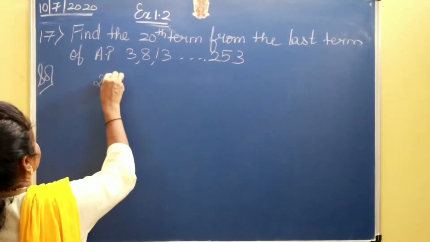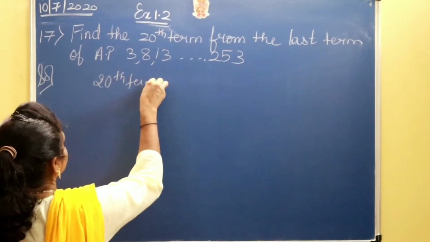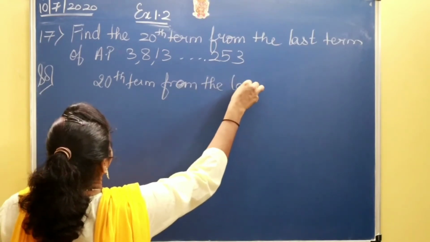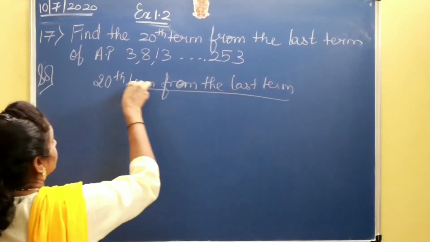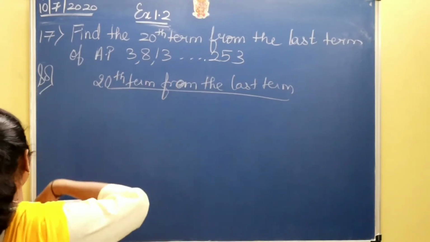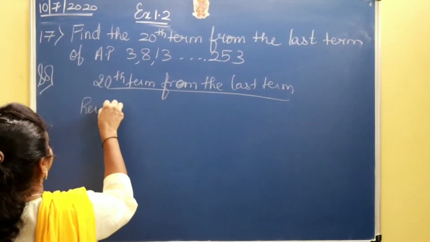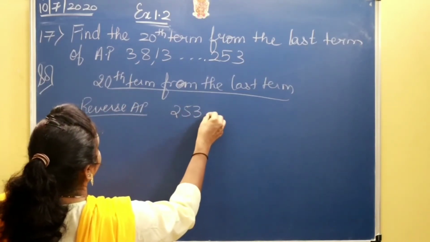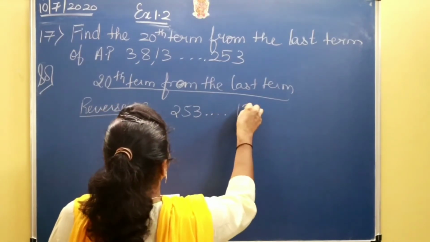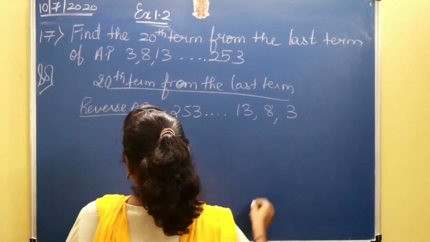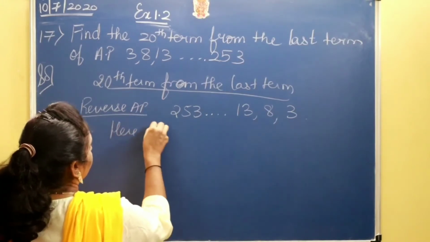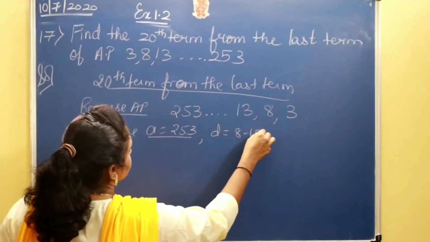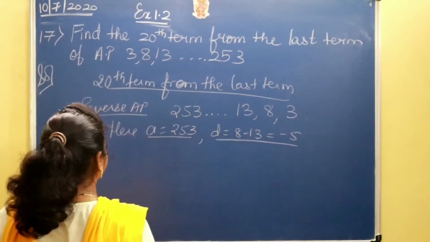So what you have to do? You have to find the 20th term from the last term. So you take the last term first now. Reverse your AP. 253, so you will have 253, 13, 8, 3. Here a is equal to 253. d is equal to 8 minus 13, equal to minus 5. Correct?